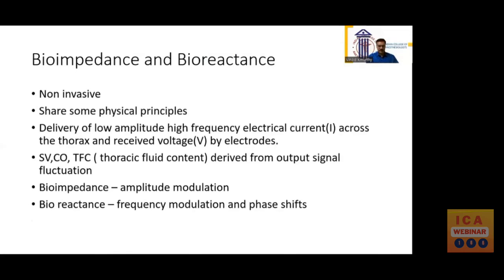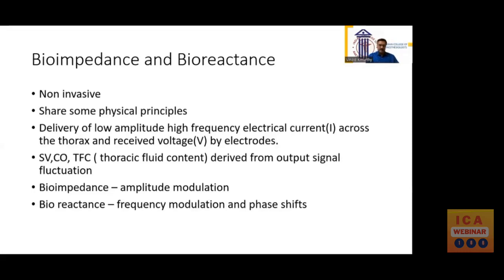Both of them share some physical principles. The thoracic bioimpedance is based on the assumption that changes in the intrathoracic blood volume during the cardiac cycle induce changes in the electrical conductivity of the thorax that are mainly related to the changes in aortic volume. From this bioimpedance, we can get the stroke volume, cardiac output, and the thoracic fluid content from the output signal fluctuation.